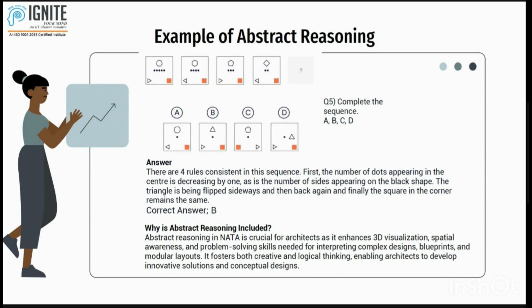The answer: there are four rules consistent in the sequence. First, the number of dots appearing in the center is decreasing by 1, as is the number of sides appearing on the black shape. The triangle is being flipped sideways and then back again. And finally, the square in the corner remains the same. So the correct answer is option B.